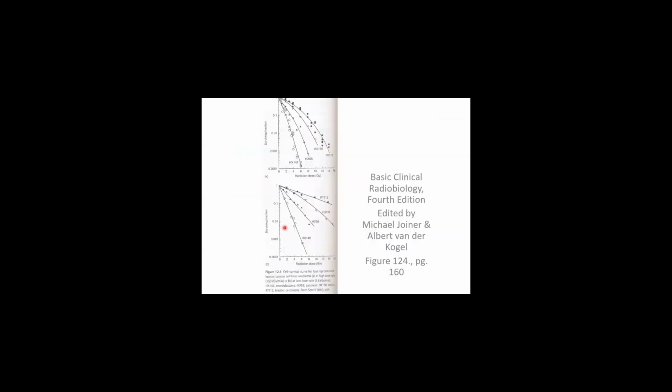Here's log of the starting fraction against radiation dose, comparing survival for 4 different cell lines that have been irradiated at high dose rates and at low dose rates. And you can see this difference in survival.